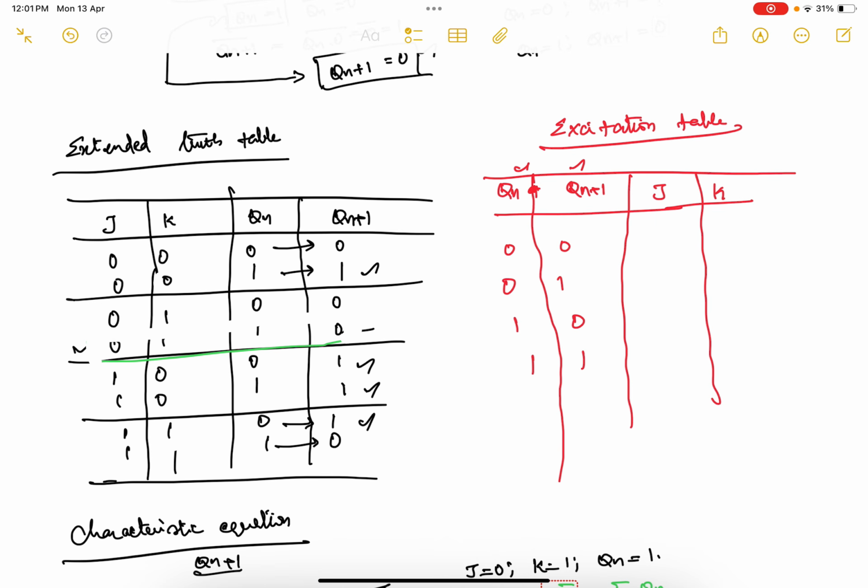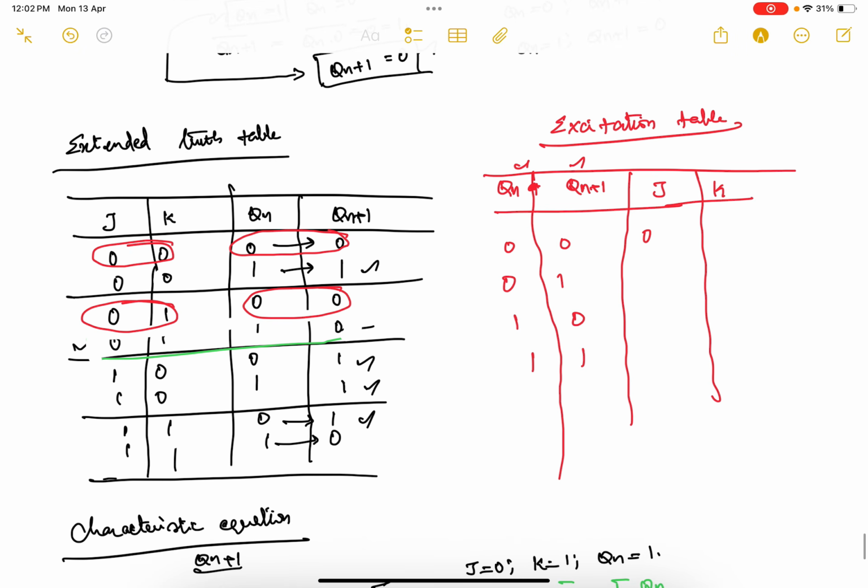Where you got 0 0, you want to check it. I am getting it in two locations. Here your present state is 0 and next state is 0, and here also present state is 0 and next state is 0. The corresponding input is 0. If you see the J and K side, 0 remains constant for J, but for K it is changing from 0 to 1, which means that is X. So J is 0, K will be X.